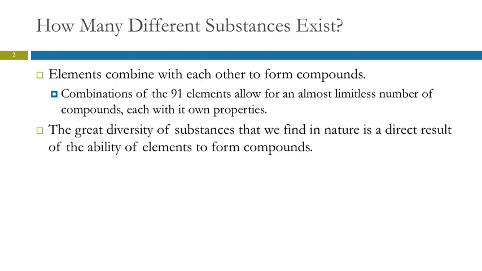A substance is a particular instance of matter. It could be a compound or an element. We do know that there are 91 naturally occurring elements, but those elements combine with each other in different ways to form compounds. And there's an almost limitless number of compounds. You cannot combine any two given elements however you want, but there are many, many different combinations. And the great diversity of substances that we see in nature and in the things that we have created is a direct result of elements being able to combine with each other.